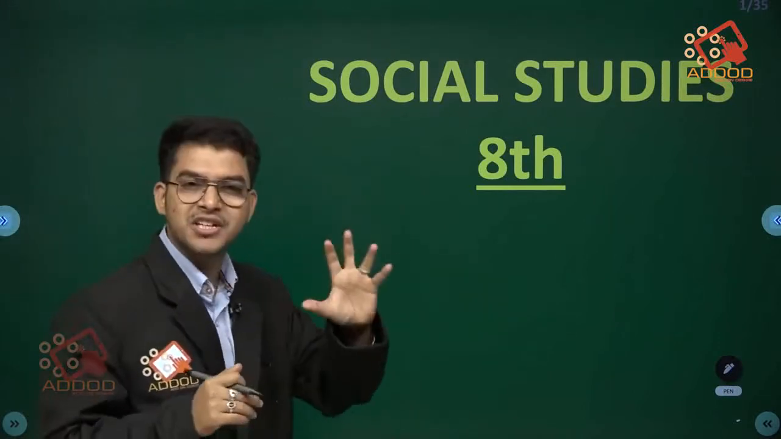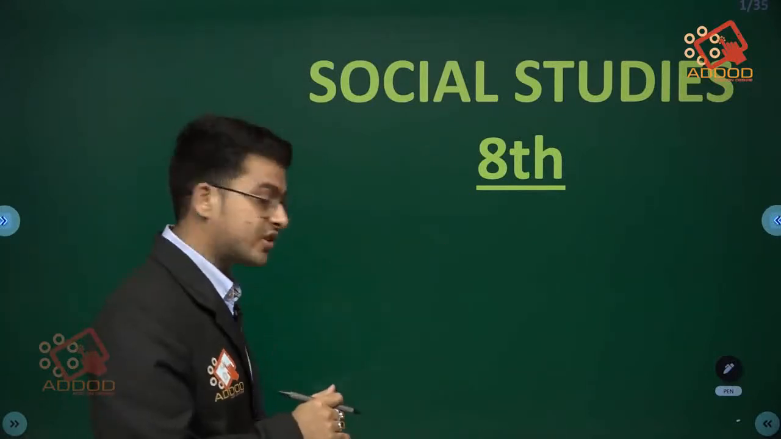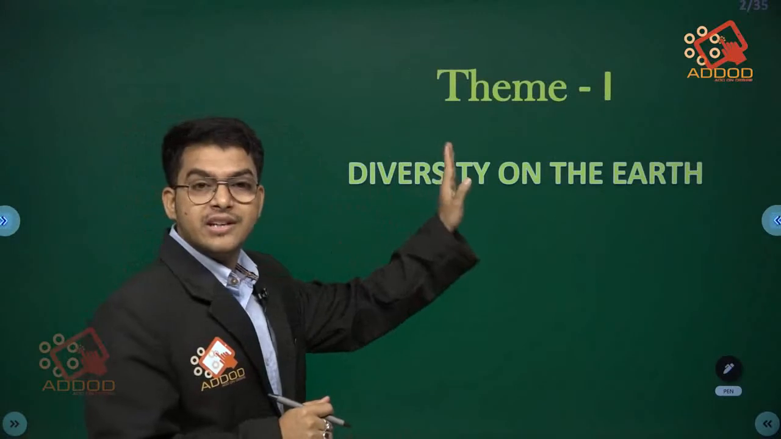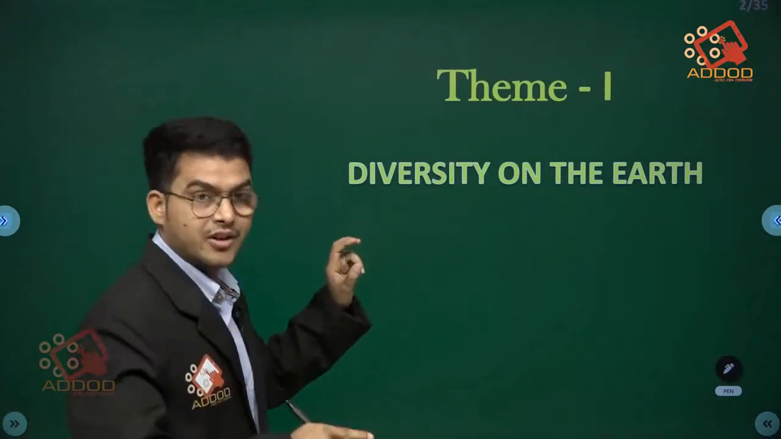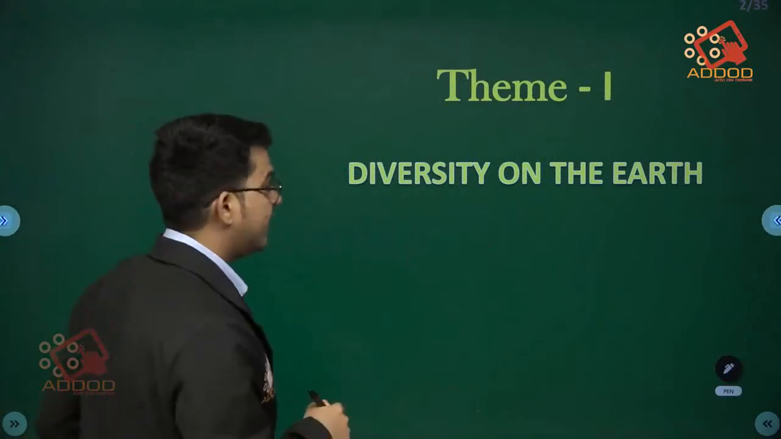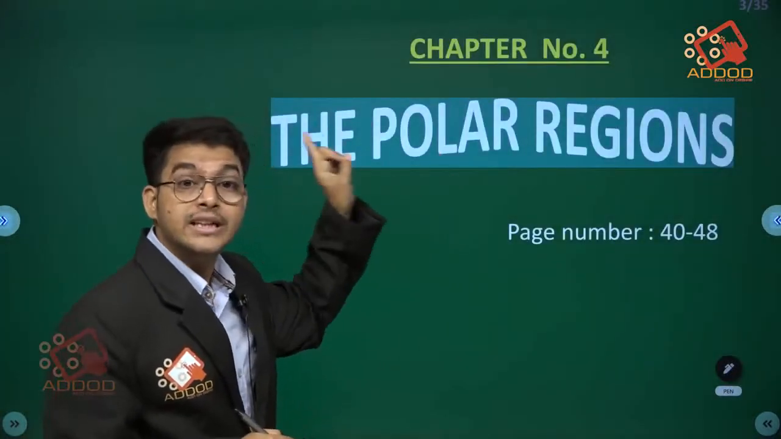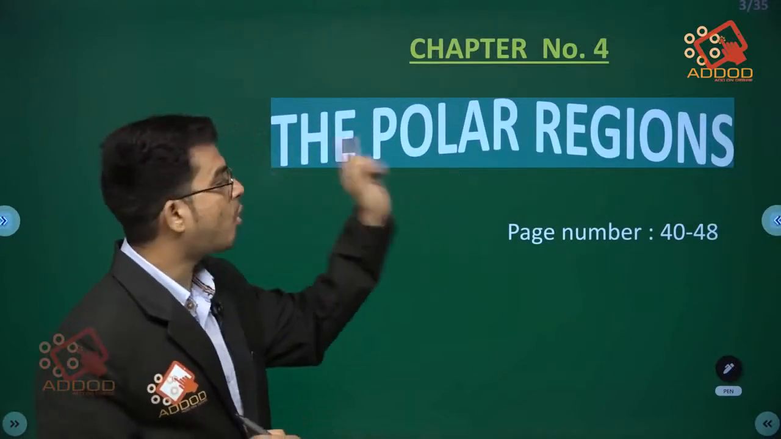That is the social study. And this chapter is actually very important. That is what we are going to study today. Basically, we are going to deal with the first theme, or the first part, or the first unit of your textbook, that is diversity on the earth. We are going to study chapter number 4, that is the polar region.